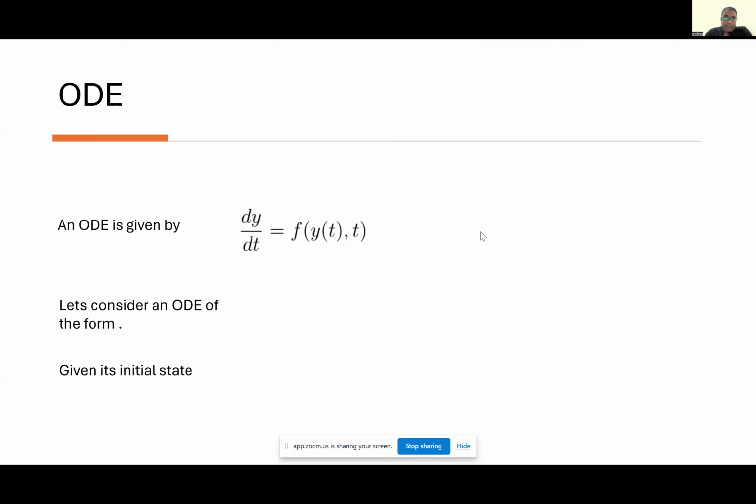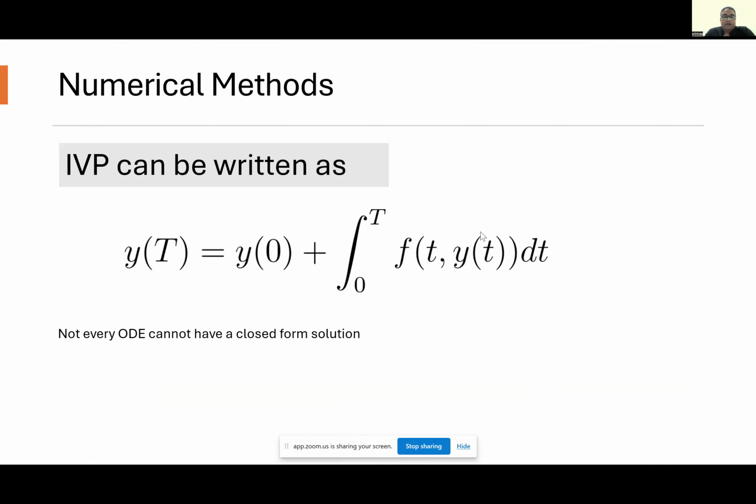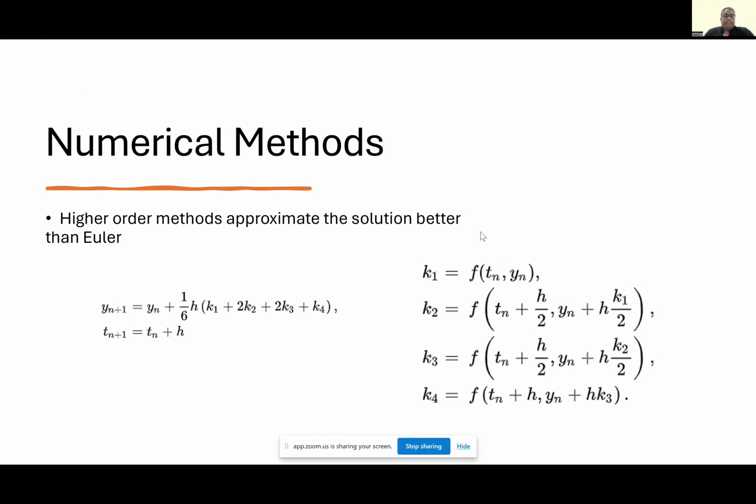So I was just giving the introduction about ODEs. I was saying that not all ODEs have a closed form solution that can be computed. So we go for numerical methods such as Euler, which is the first order approximation of the Taylor series expansion of the differential equation. And there are higher order numerical methods such as RK4, RK3.